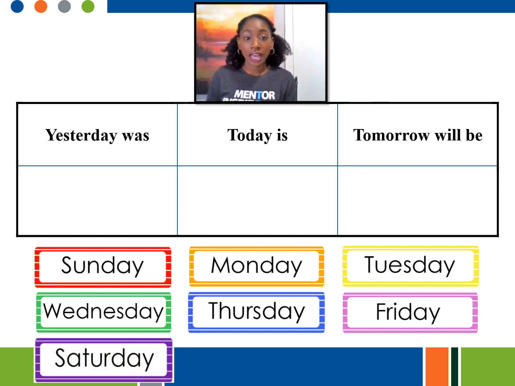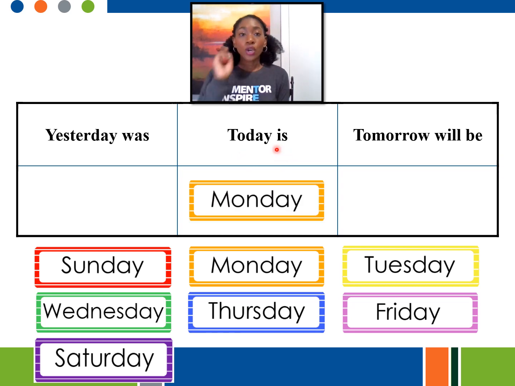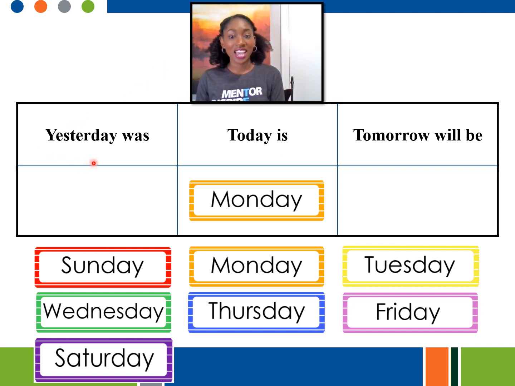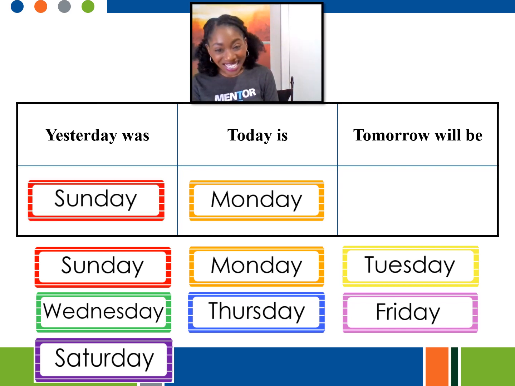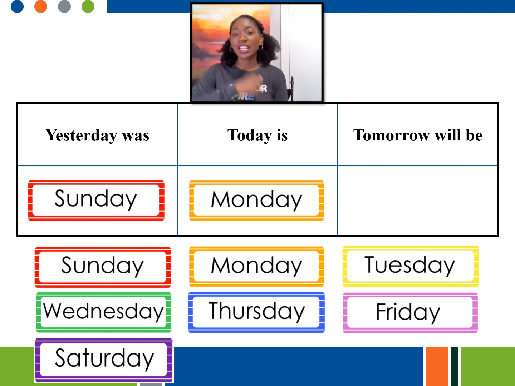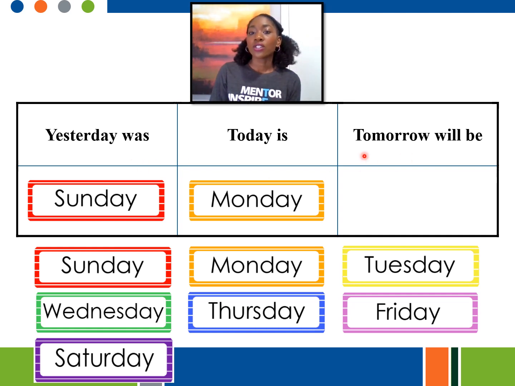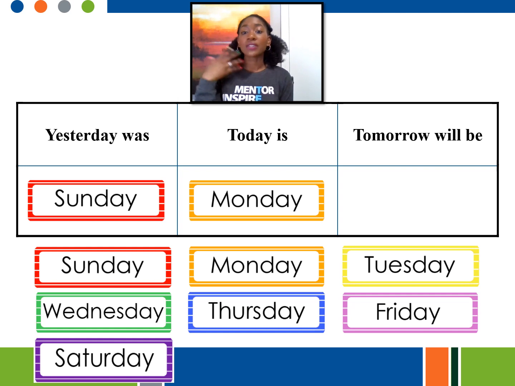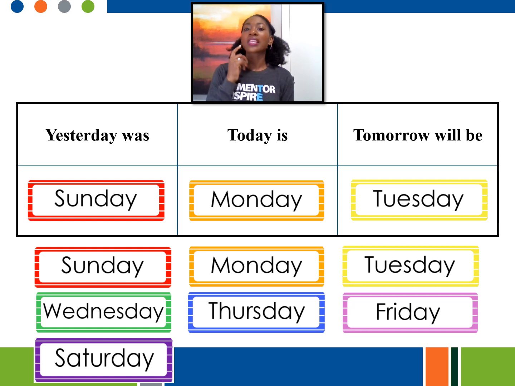And we know from our calendar that today is Monday. So use your first grade reading skills and read with me. Yesterday was... what was yesterday? If today is Monday, yesterday had to be Sunday. Good job. So let's keep going. Now, tomorrow will be, if today is Monday, tomorrow will be Tuesday. Good job, first graders.